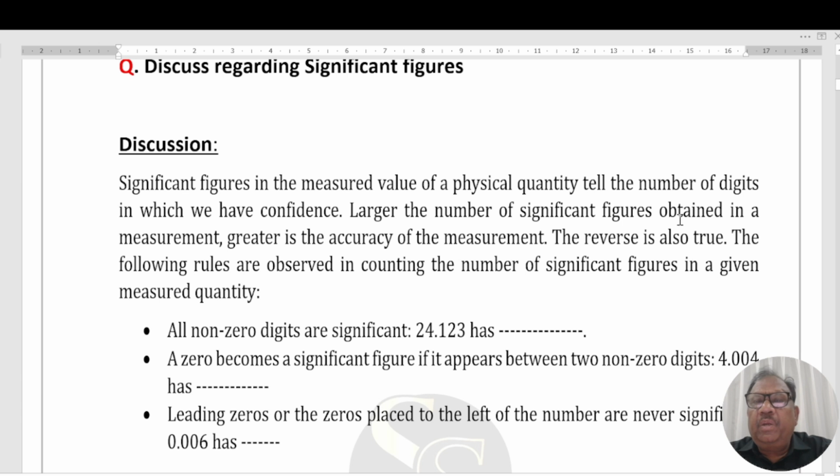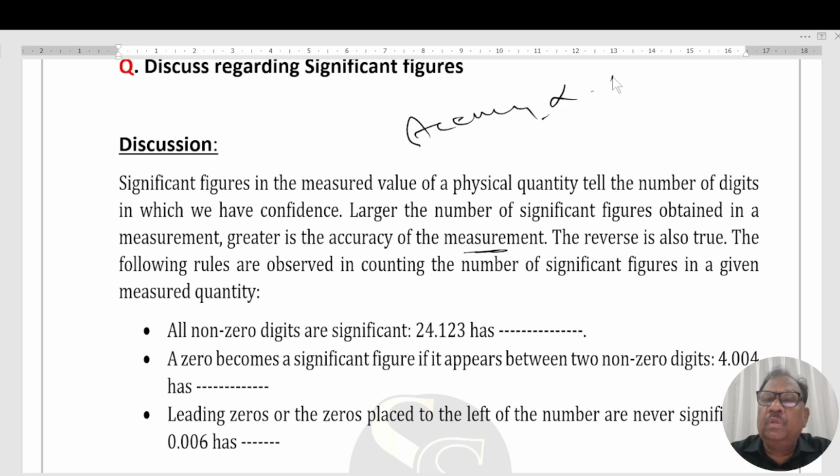Significant figures in the measured value of physical quantity tell the number of digits in which we have confidence. Larger the number of significant figures obtained in a measurement, greater is the accuracy. Means accuracy is proportional to significant figures. Higher the number of significant figures, higher is the accuracy. Reverse is also true. The following rules are observed in counting the number of significant figures in a given measured quantity.